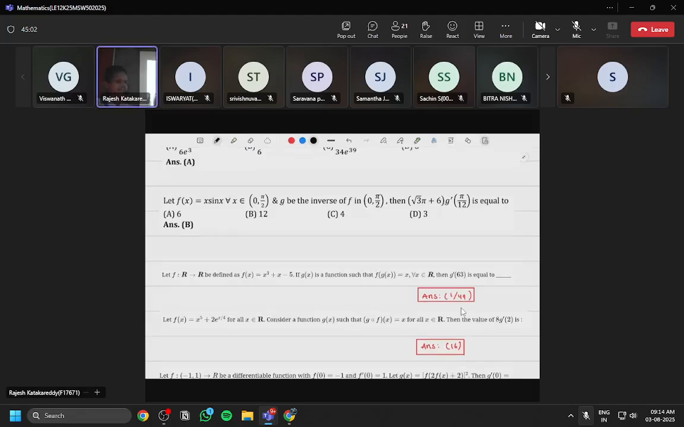The third one is f of x is equal to x sin x for all x belonging to (0, pi by 2), and g be the inverse of f in the open interval (0, pi by 2). Clear? Then (root 3 times pi plus 6) into g dash of pi by 12 is equal to. The answer they have given us is 12. Clear?